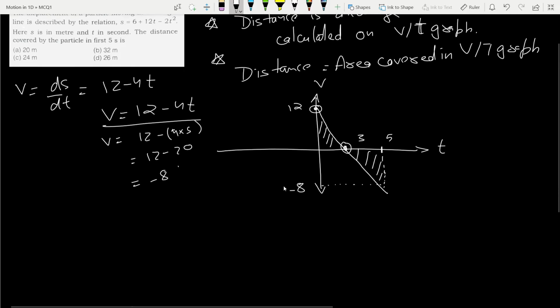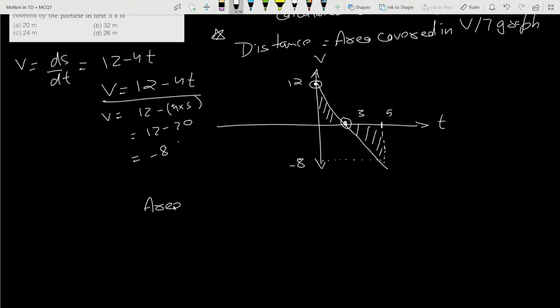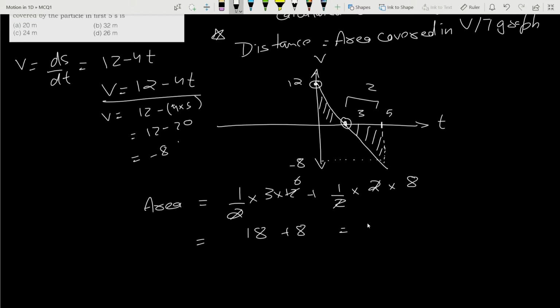Okay, now we'll just apply half into base into height for right angle triangle, that is half into, for this triangle it is 3 times 12, and for the second triangle it is, the magnitude here is 2, that is 2 times 8. Now if we just simplify it just quickly, 6 3s are 18 plus 8, what we get is 26. So it is D option.